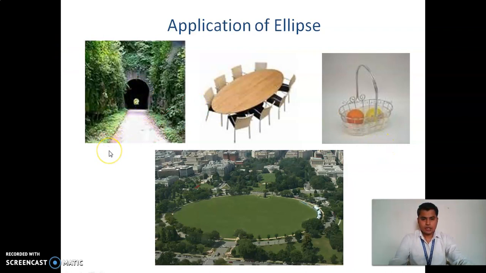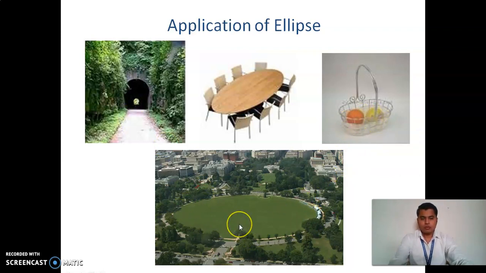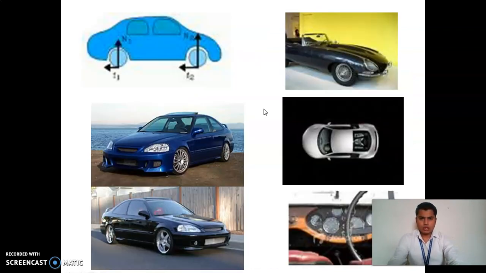The table that you can see, the pot to keep the fruits, or any ground or any tunnel, the curves provided to the tunnel, or any kind of bridge also, the shape of that curve is an application of an ellipse. So you can see that the elliptical shape is there. One more application is the shape of an egg, which is also an example of an ellipse. So these are the applications.